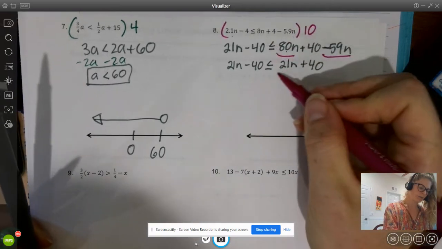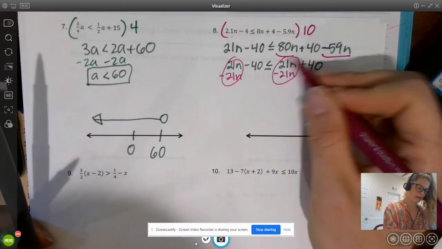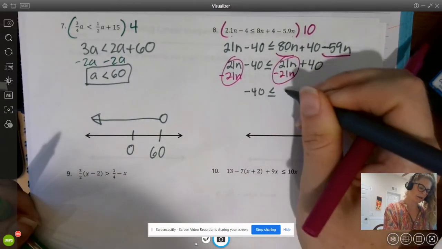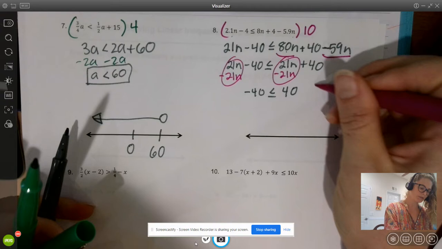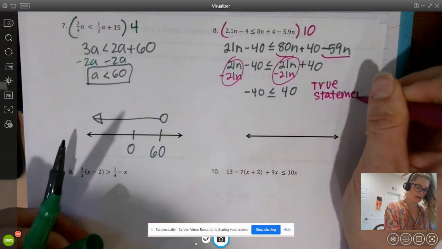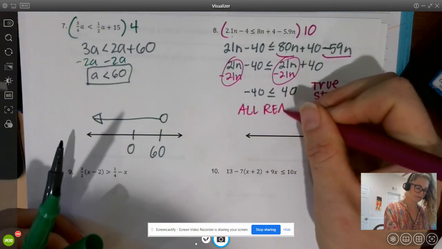Looking here, same 21n on both sides. So let's see what type of statement we have. Negative 40 is less than or equal to positive 40. This is a true statement. Remember, once your variables cancel out, we have to look at what type of statement we have to know if any number will make this true or no numbers will make this true. So since this is a true statement, I know that this is all real numbers.